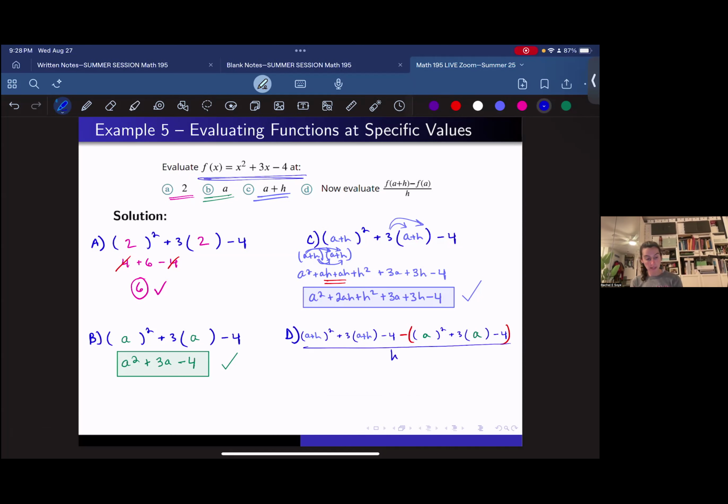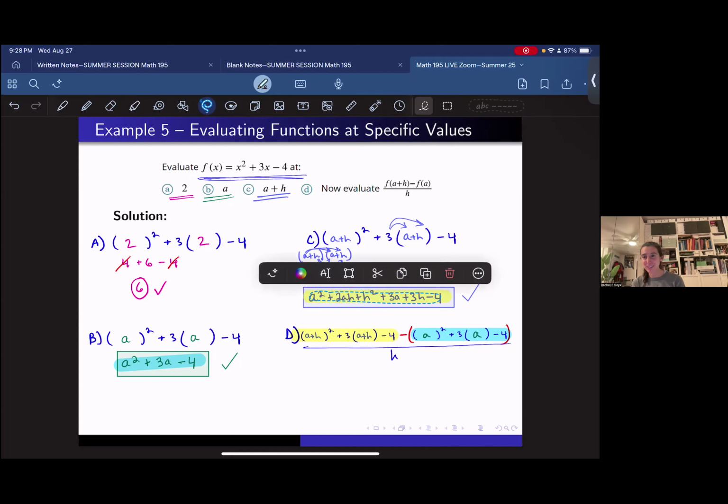So what's happening here? We have our f of a plus h, which is what I have highlighted in yellow. We solved in C, minus our f of a, which we solved in B, all over h. So why don't we just plug in those values? And we're going to notice that a lot of cancellations take place.